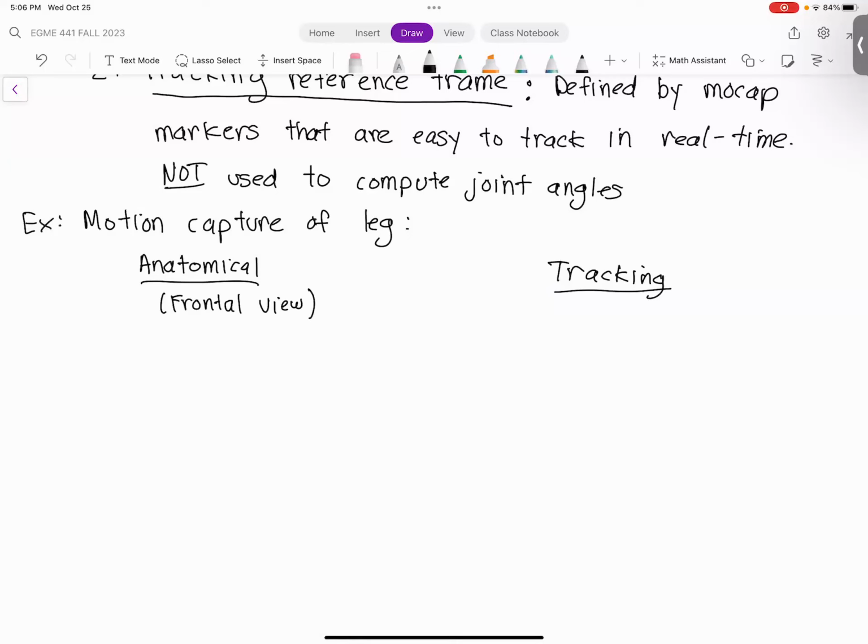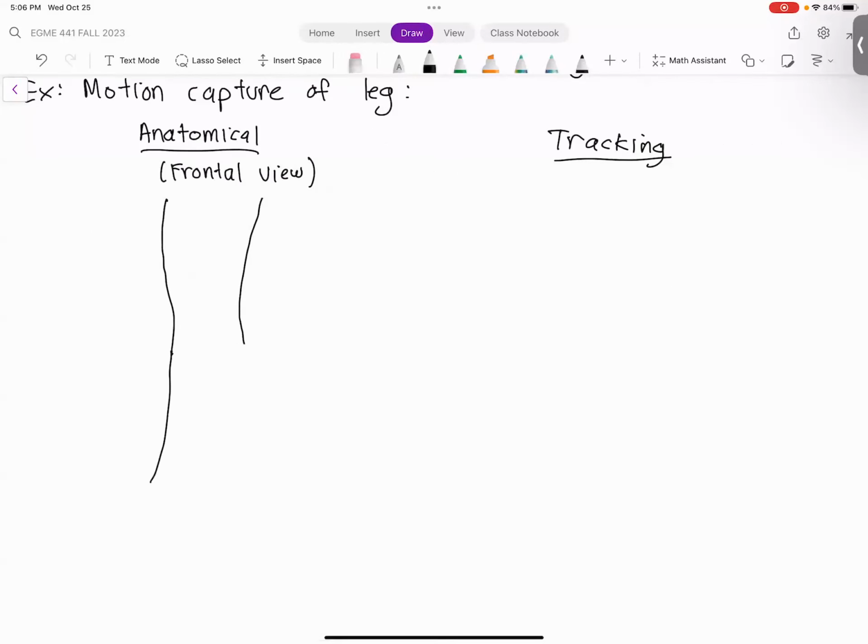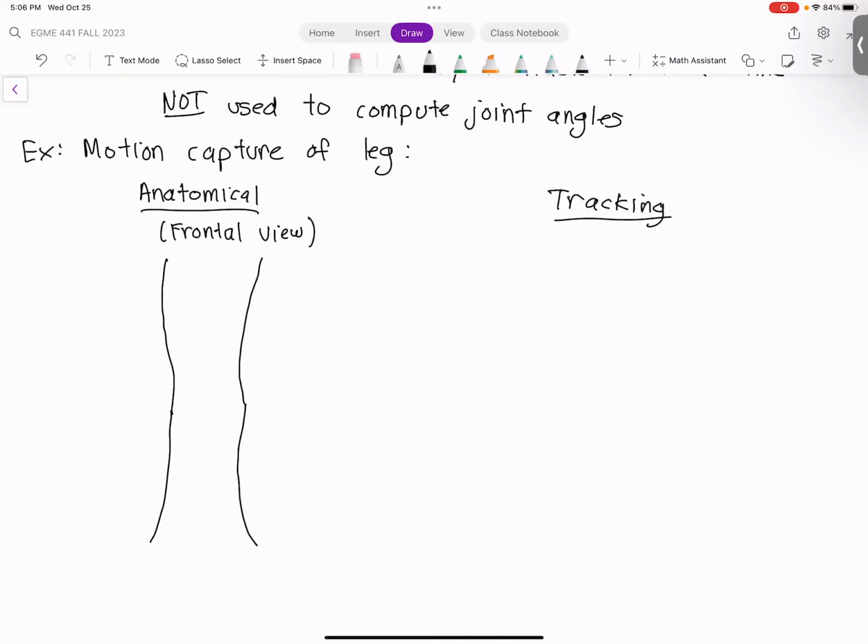Okay. And so let me go ahead and draw, maybe this will be the thigh. This will be the lower leg here. Okay. So this is one person's leg, where the middle here is the knee. So we have two body segments here: the thigh and the lower leg.